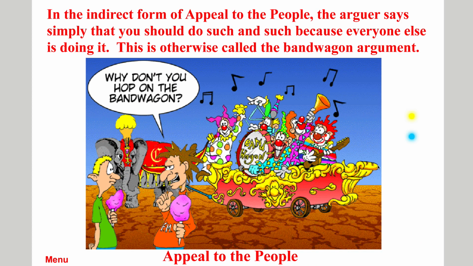In the indirect form of appeal to the people, the arguer says simply that you should do so and such because everyone else is doing it. This is otherwise called the bandwagon argument. This is a form that you see most often, not the mob mentality. It's everybody else is doing it. Why don't you? This is the old peer pressure approach. Everybody else is drinking on campus. Why don't you? Everybody else is taking this drug. Why don't you? Everybody else is on this bandwagon. Why aren't you?